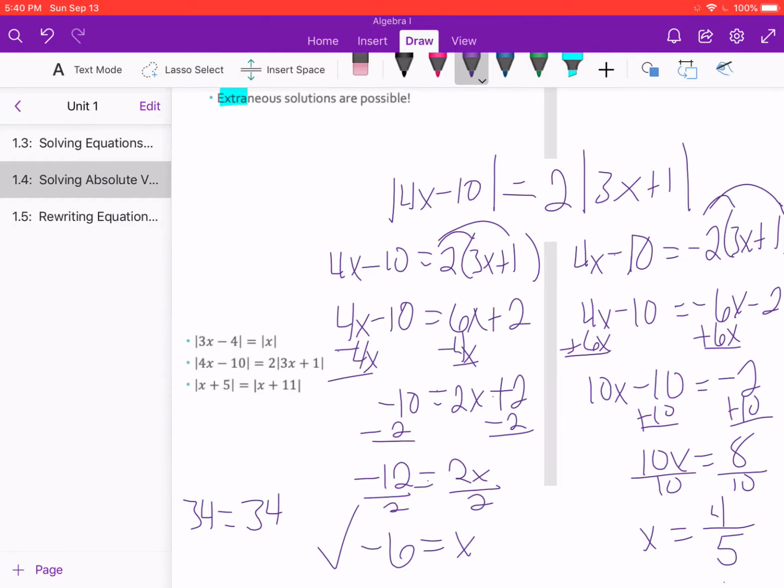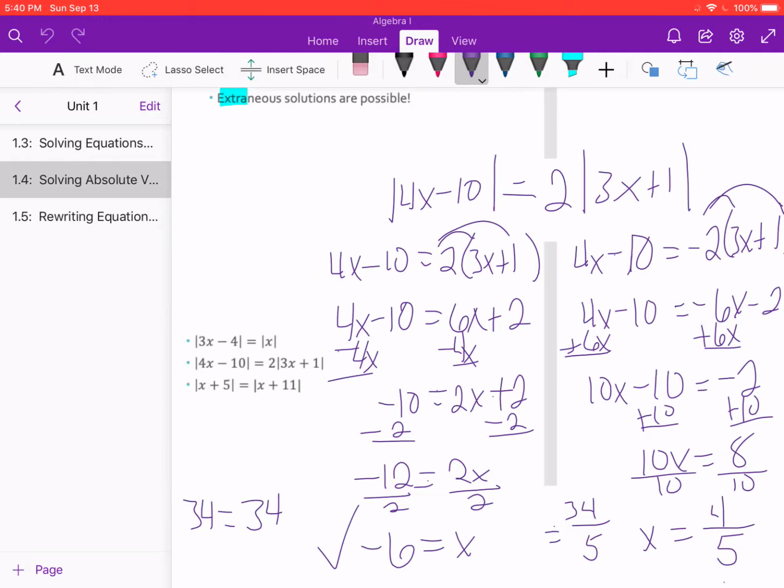All right, on the other side, 4/5 times 3 is 12/5. Plus 1 gives us, oh, I'm on the right side, sorry. 12/5 plus 1 equals 17/5. Absolute value is 17/5 times 2 is 34/5. Sorry, I went backwards on that one. I was thinking ahead.